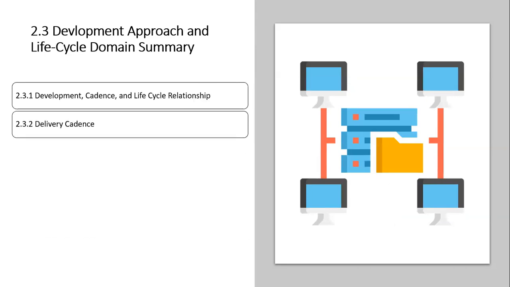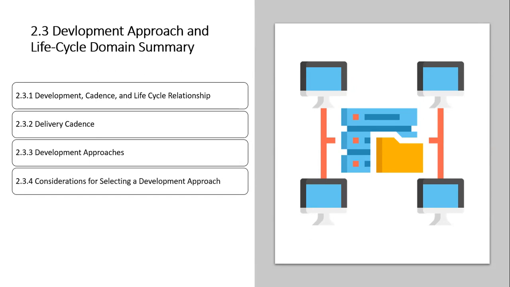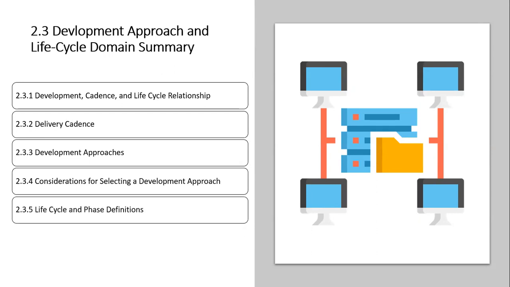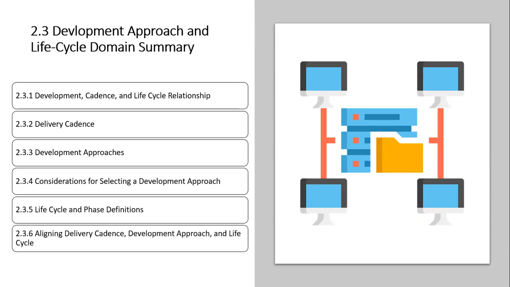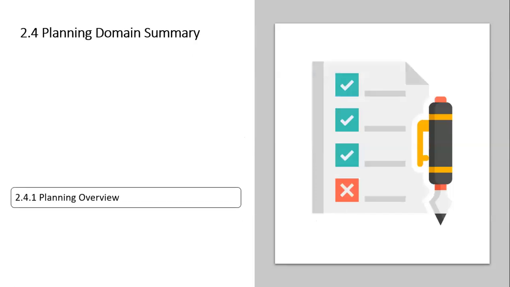The development approach and life cycle domain is all about structuring out the project cadence, life cycle relationship. The delivery cadence needs to be decided upon. What are the development approaches we're going to use? Iterative, incremental, adaptive or agile, and predictive. So make considerations for what to do on the project. Life cycles, phase definitions at the early stage are important. Then you have the huge task as a PMP of aligning delivery cadence, development approach, and life cycle.